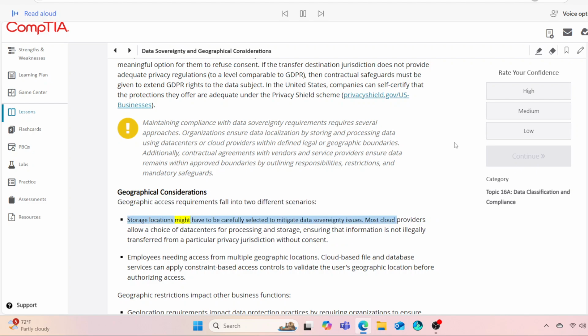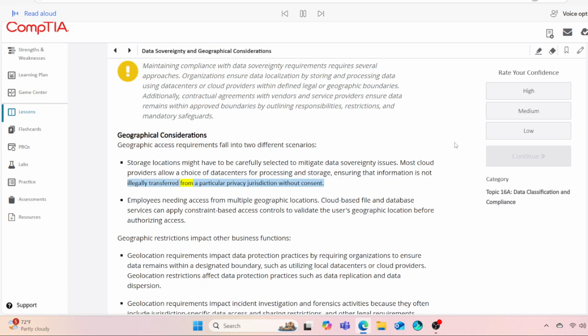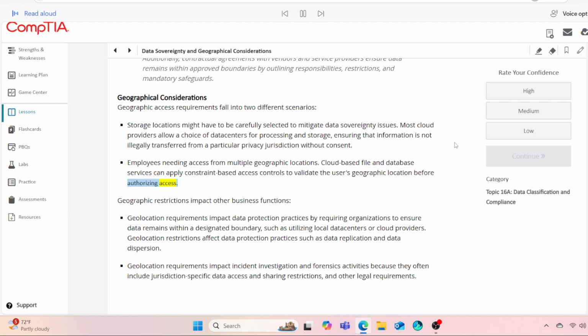Storage locations might have to be carefully selected to mitigate data sovereignty issues. Most cloud providers allow a choice of data centers for processing and storage, ensuring that information is not illegally transferred from a particular privacy jurisdiction without consent. Employees needing access from multiple geographic locations. Cloud-based file and database services can apply constraint-based access controls to validate the user's geographic location before authorizing access.